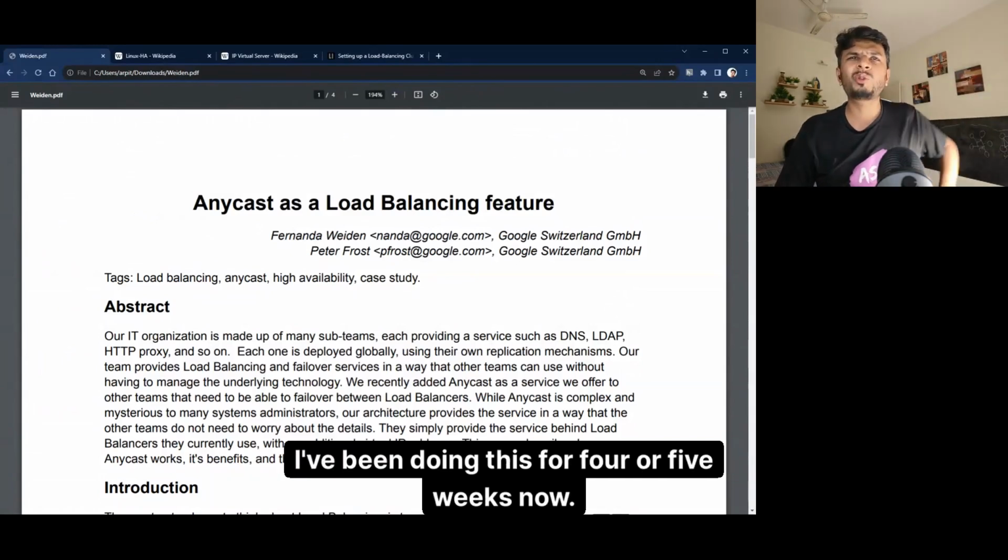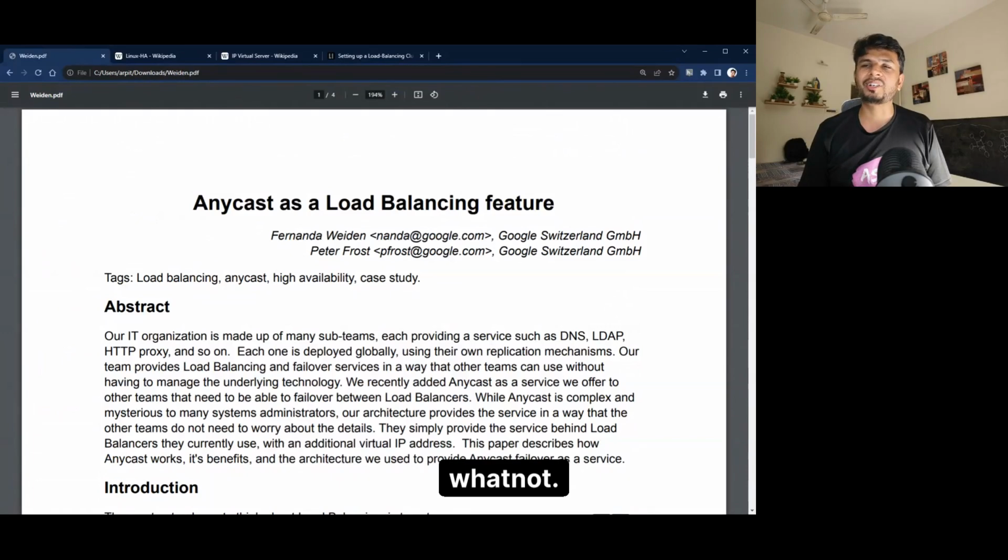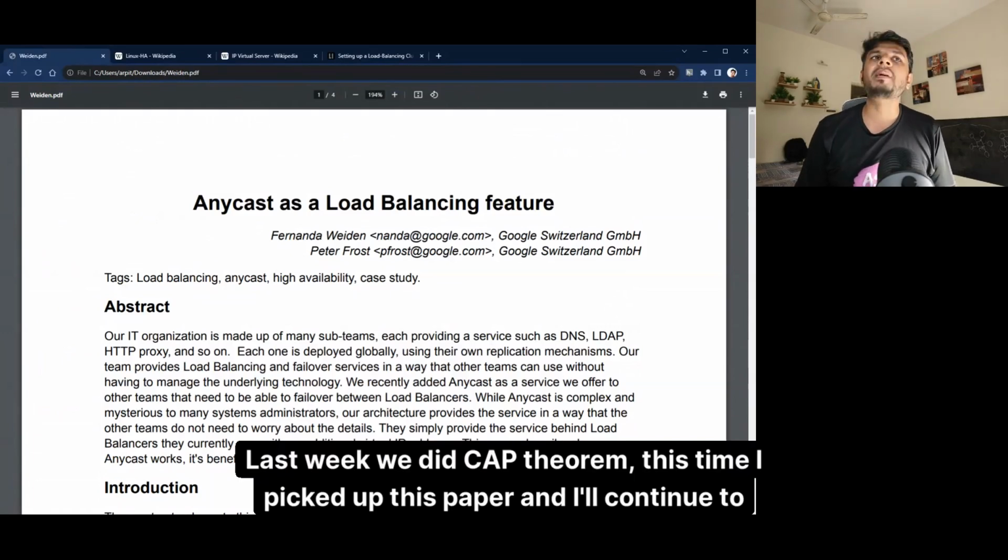I've been doing this for 4 or 5 weeks now. It's just fun, like just click record and start reading papers and blogs and whatnot. Last week we did the CAP theorem. This time I picked up this paper, and I'll continue to do that.